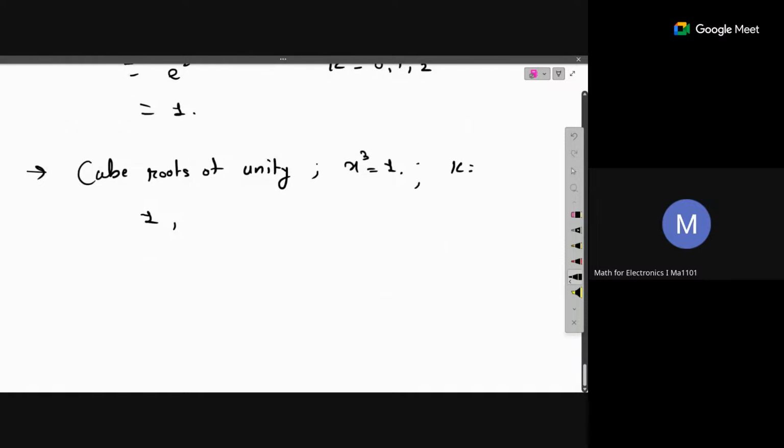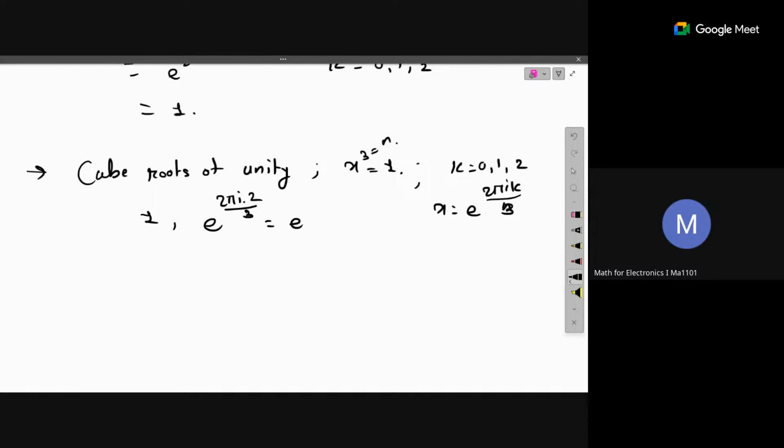So we have to take k from 0, 1 to 2, and the value of x is e to the power 2 pi i k by n. Here n is 3 now, because this is our n. So the first number, if you take k equals 0, e to the power 0 will become 1. The second number will become e to the power 2 pi i into 2 by 3, which is the same as e to the power 4 pi i by 3.